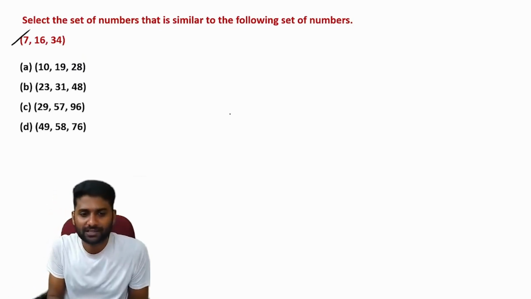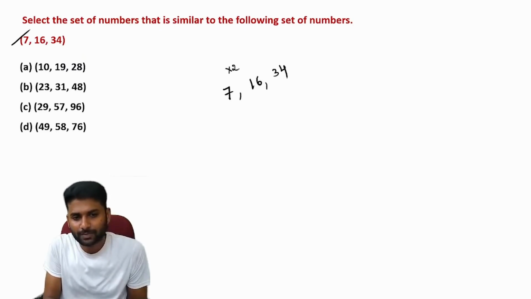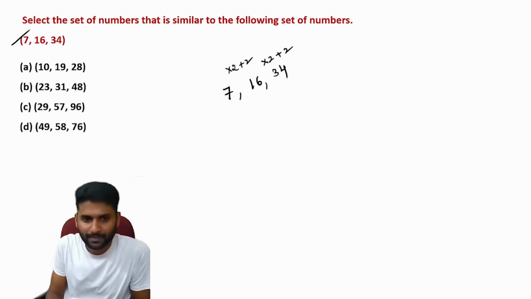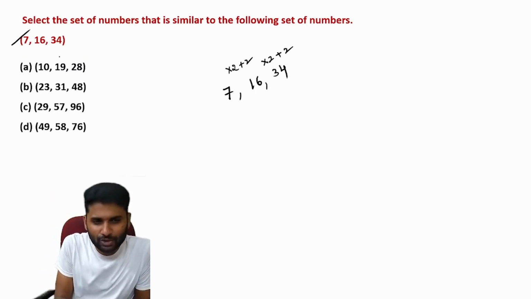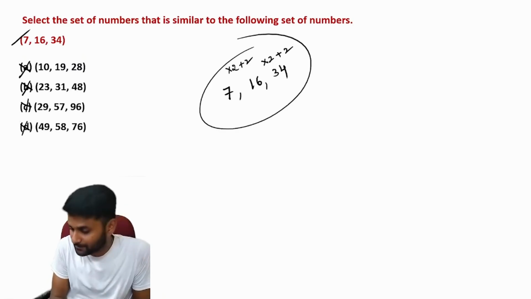So find the relation. What is the relation between 7, 16, and 34? If you observe the relation here, 7 is multiplied by 2 plus 2, it becomes 16. In the same way, 16 is multiplied by 2 plus 2, it becomes 34. Now, if you go through the options, 10 into 2 minus 1, so this does not follow our condition. 23, 31 does not follow our condition. If you go through 29 and 57, it also does not follow our condition. And 49, 58, 76 also does not follow our condition. It means this is not the right pattern.